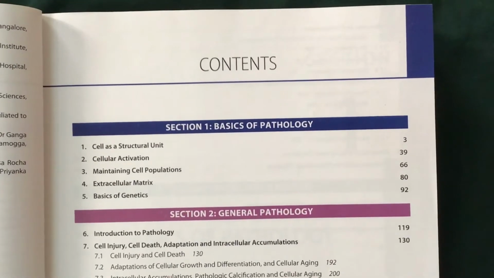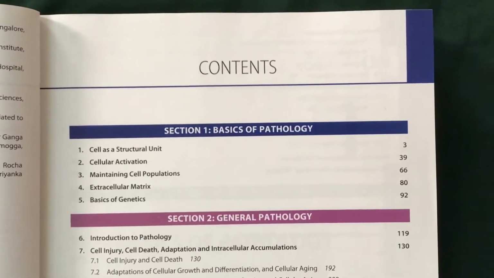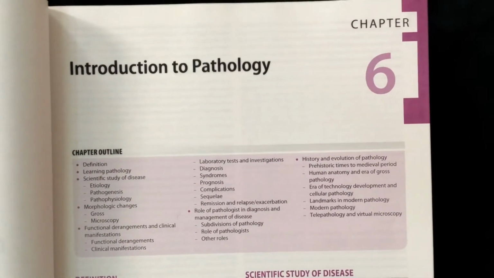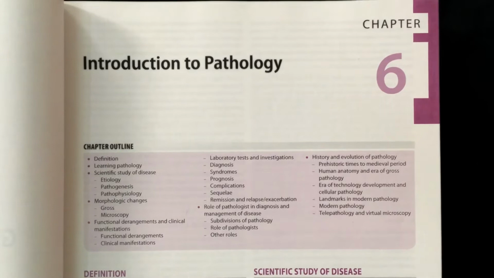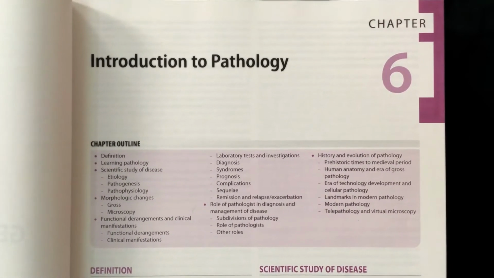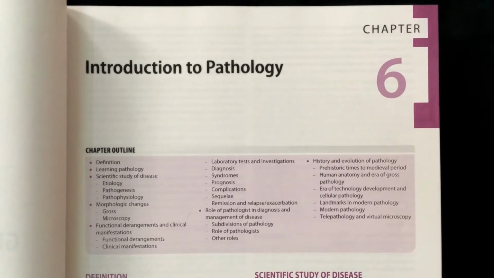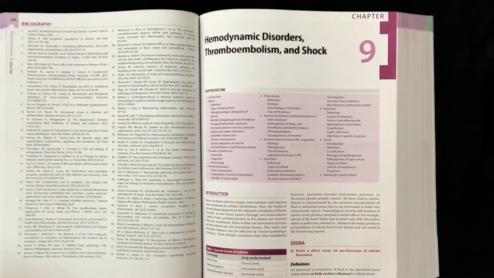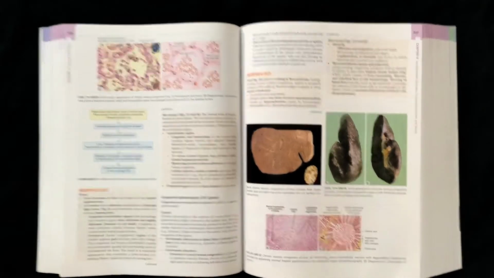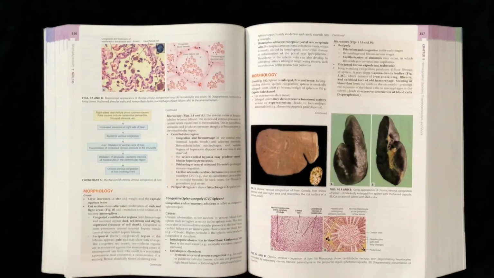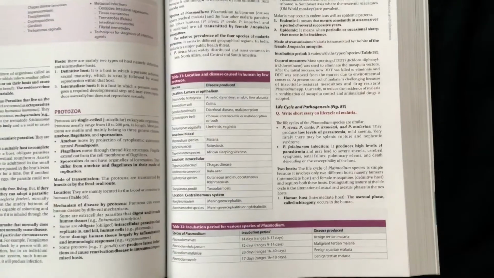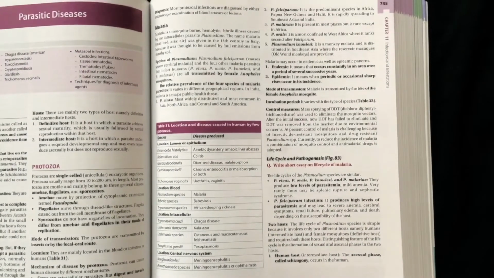After covering the first 5 chapters, it starts with general pathology. In general pathology also the pattern is the same, like the chapter outline is given very clearly with the contents of these chapters, and each and every chapter has been covered very neatly from the basics to the advanced. So that is the beauty of this book. For example, in hemodynamic disorders, thromboembolism and shock disorders, they give the microscopic picture, pathophysiology, gross, and the description.